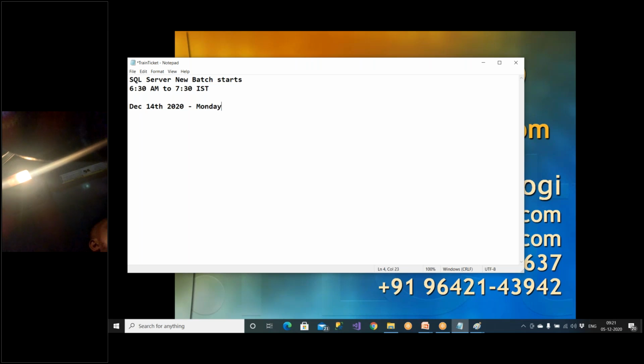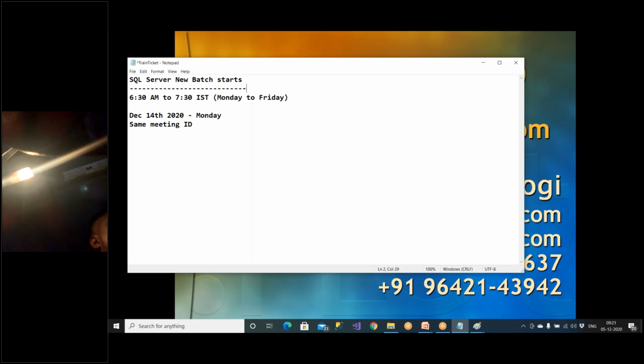Clear? So only the demo happened today at 8 a.m. The actual class is going to start next Monday. So the whole next week we don't have any classes, and you can use the same meeting ID to attend these classes from December 14th, morning 6:30 a.m. to 7:30 a.m. IST. These classes are from Monday to Friday. No classes on Saturday and Sunday. This is the new batch.